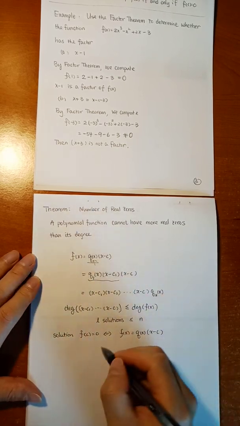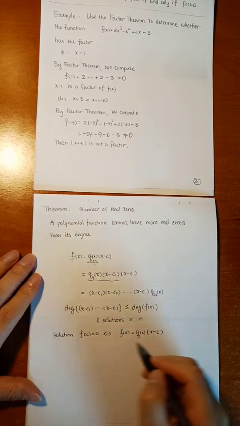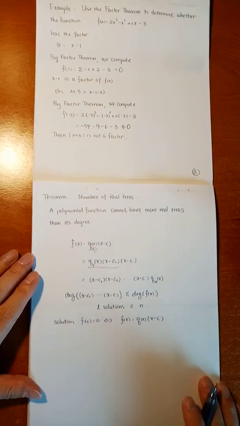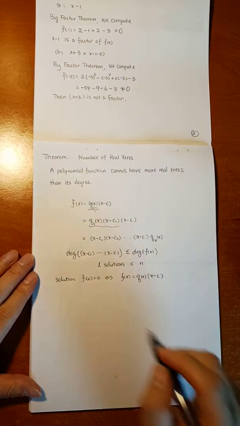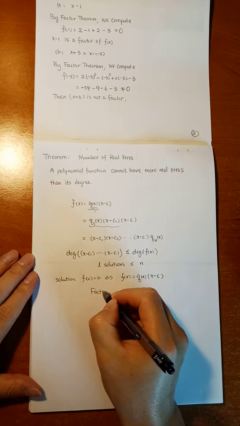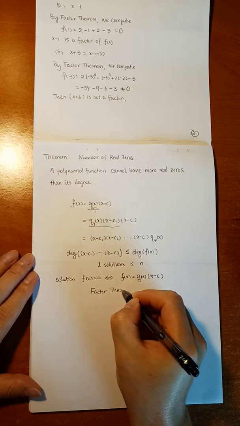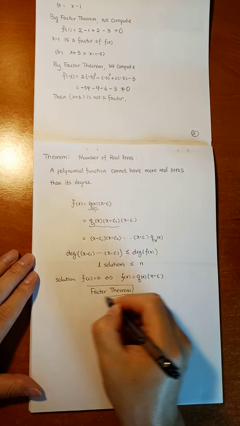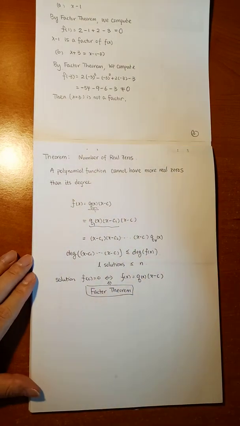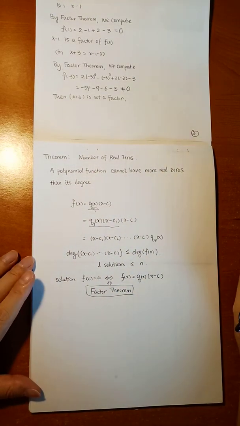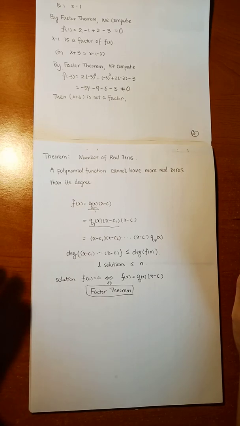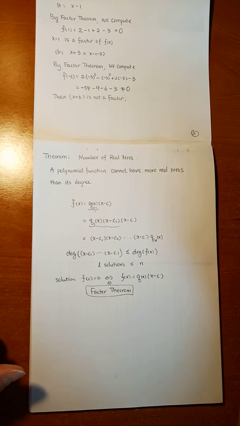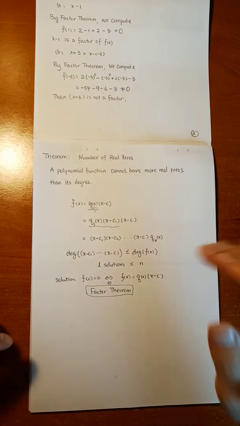This is exactly the factor theorem. If c is a solution, then x minus c is a factor. It's the factor theorem. Okay, so here we do not possibly know exactly the number of the real zeros so far, but we do know that you cannot have more real zeros than the degree. So we have an upper bound.